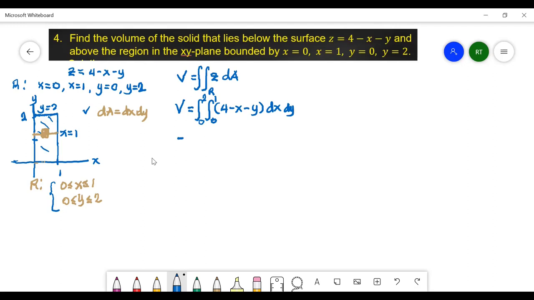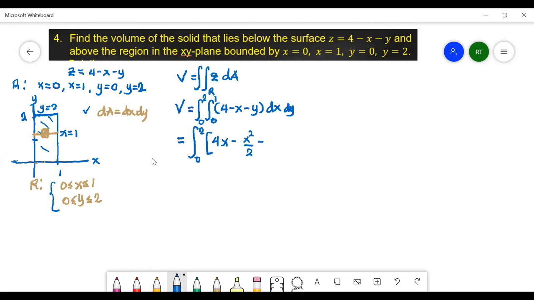So, to evaluate the double integral, we start with the inner integral, the integral of 4 minus x minus y in x. So the other variable y will be temporarily held as constant. Okay, so integral from 0 to 2. The integral of 4 dx, of course, is 4x minus the integral of x dx, which is x squared over 2.